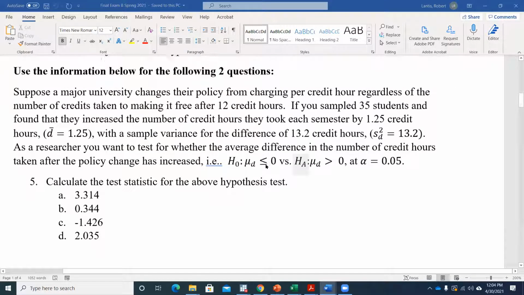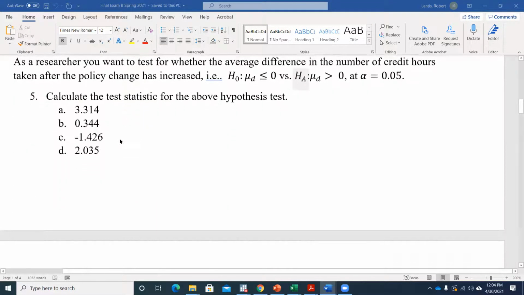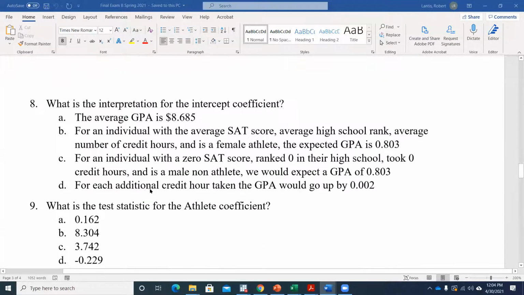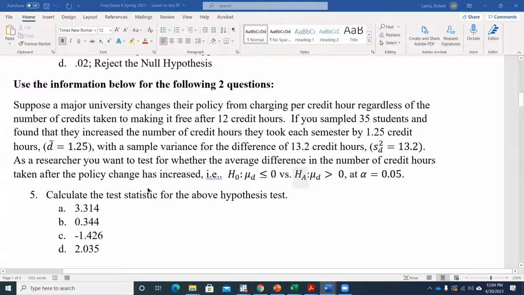Okay. So I think we worked through 1 through 4 last class, and then we moved ahead and worked on this linear regression stuff. So we'll go back and start on problem 5. Problem 5 gives us the idea that the university is changing their policy where they won't charge you for any credit after the 12th credit. So as long as you take 12 credits, any credit you take past that point is the same cost.